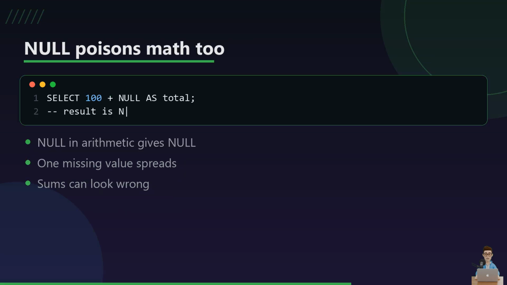Watch what happens when NULL sneaks into math. 100 plus unknown is unknown, so the whole answer becomes NULL. One missing value can quietly wipe out a calculation. Notice this before it messes up a report you were proud of.